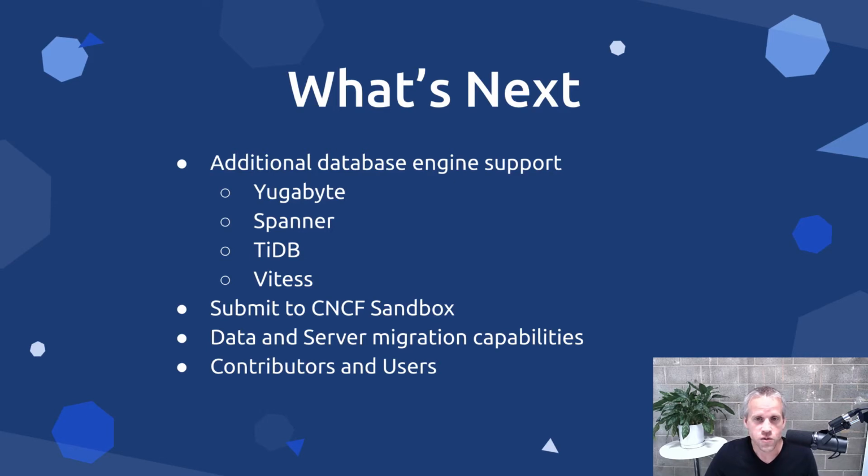So next, we have some changes we want to add in. We want to continue development of SchemaHero. We're looking to add in additional database engine support, so Yugabyte, Spanner, TiDB, Vitess, anything like this. Basically, any relational database. We think that there's a schema for it, and SchemaHero would be a great tool to manage that. We do plan to submit SchemaHero to the CNCF as a sandbox project really soon. Like I mentioned before, we're talking about adding data and server migration capabilities into SchemaHero so that it can do more than just schema. It can handle all deploy time migration type tasks.